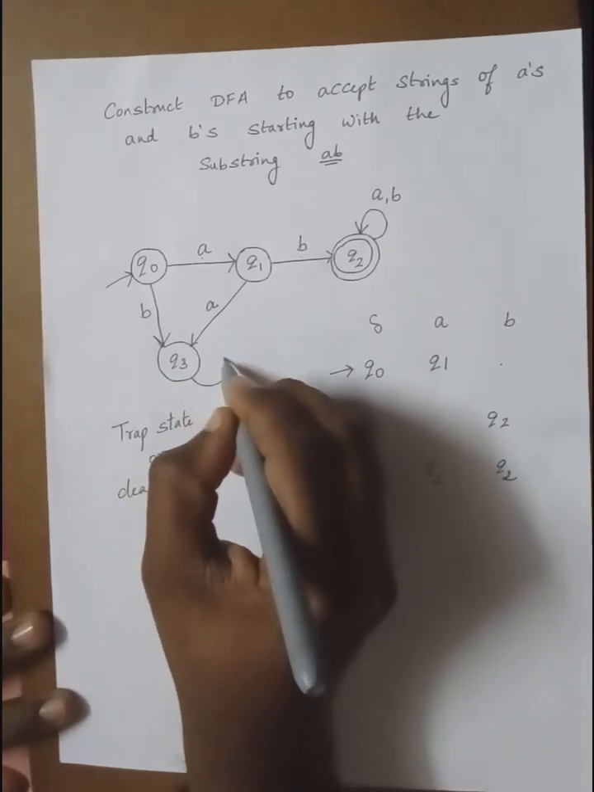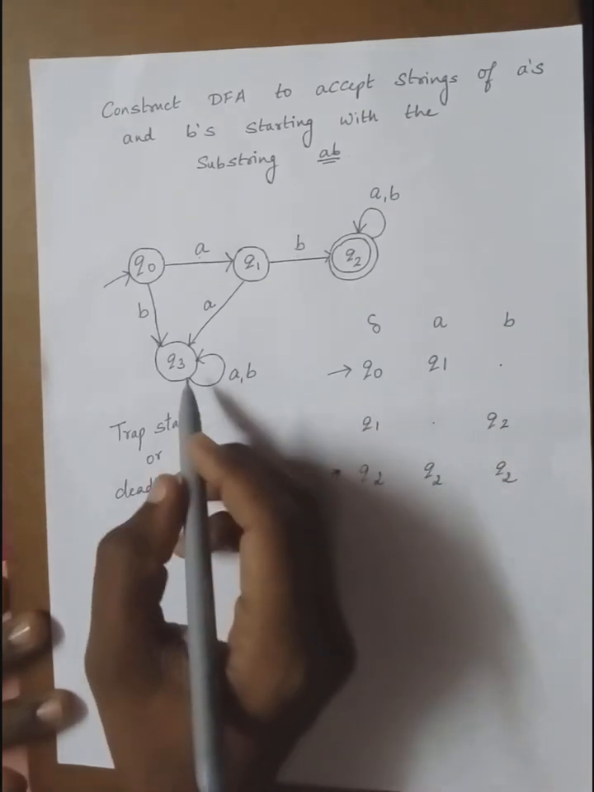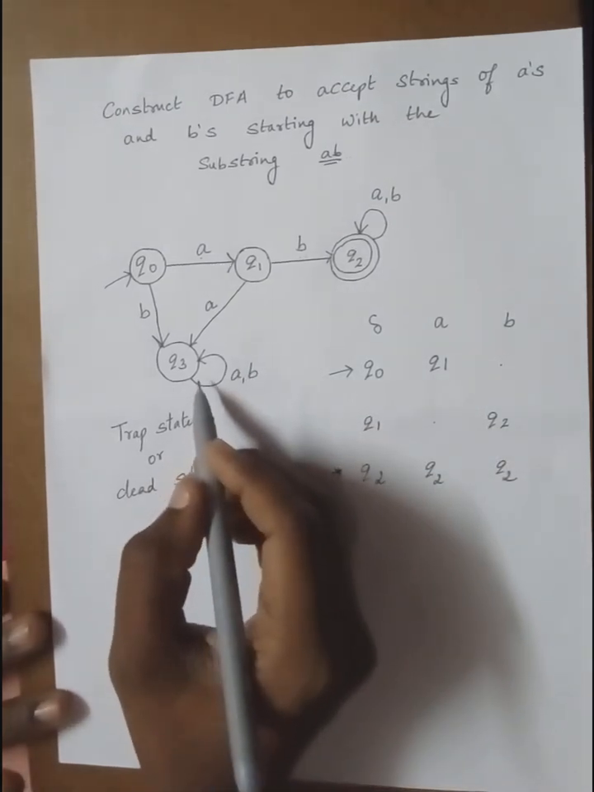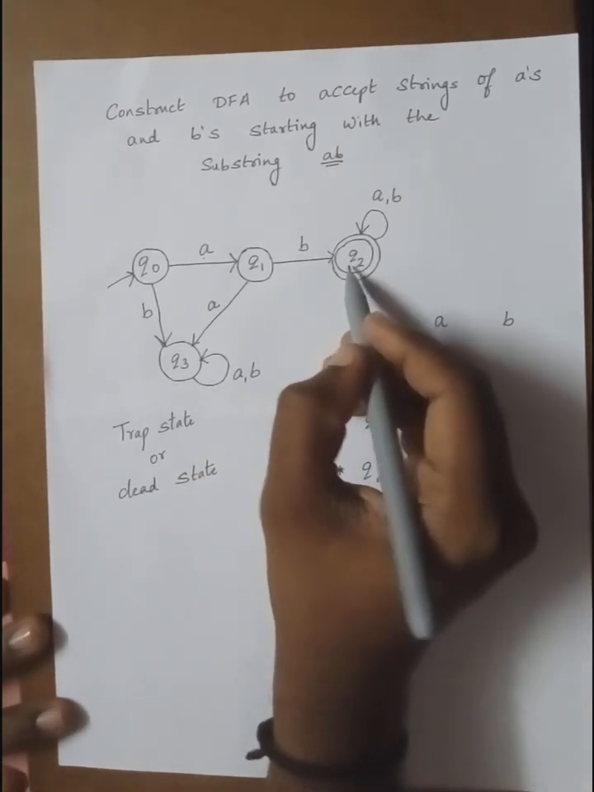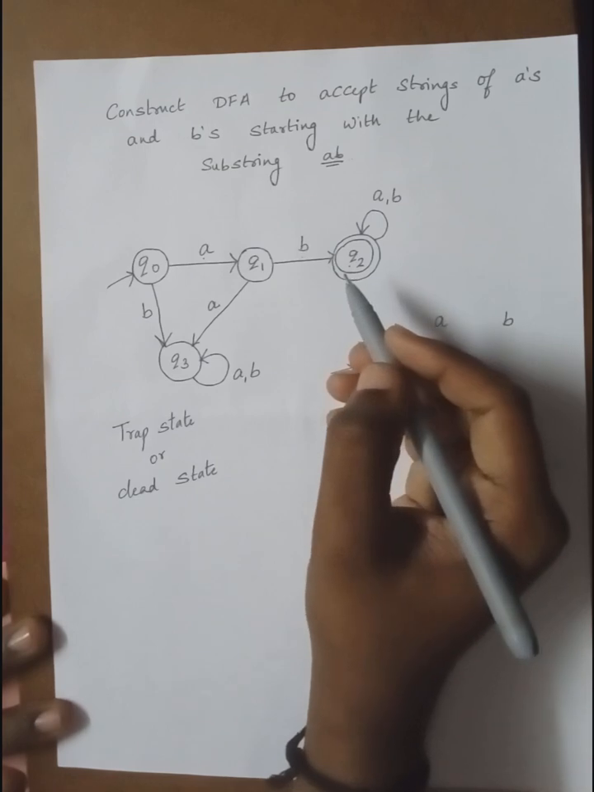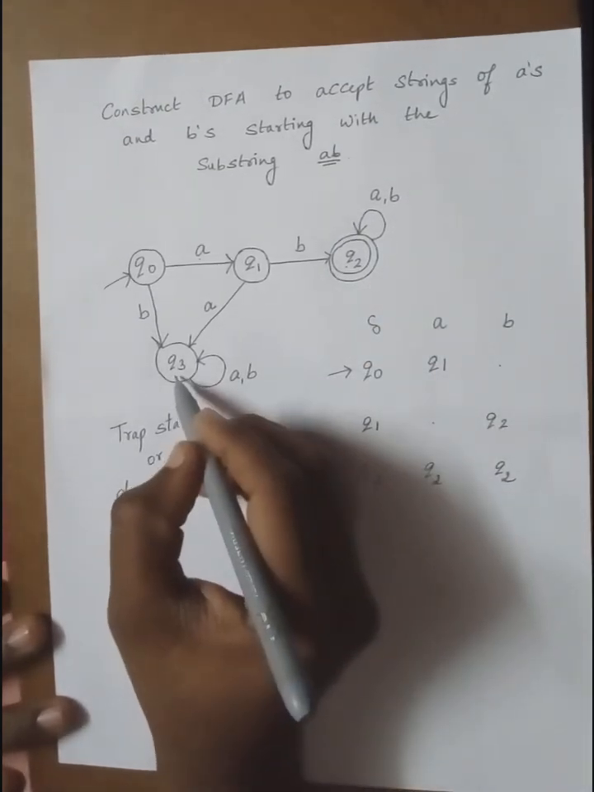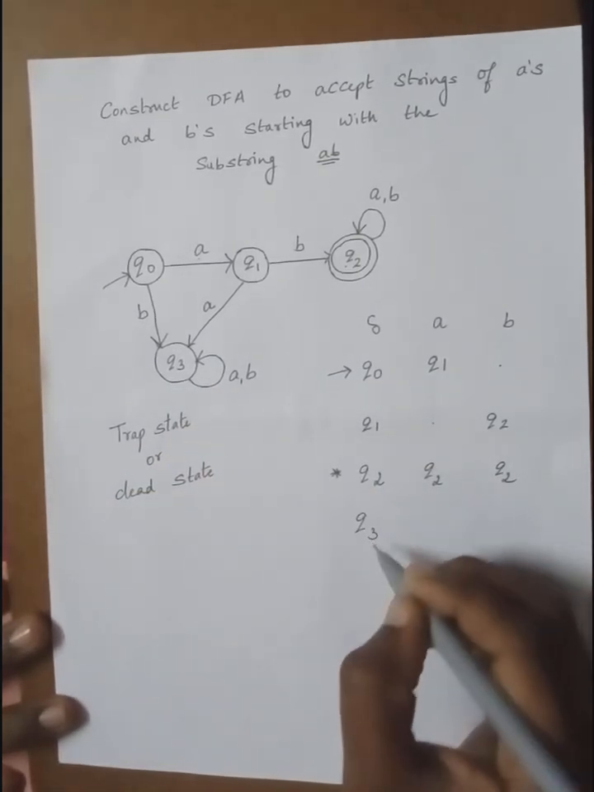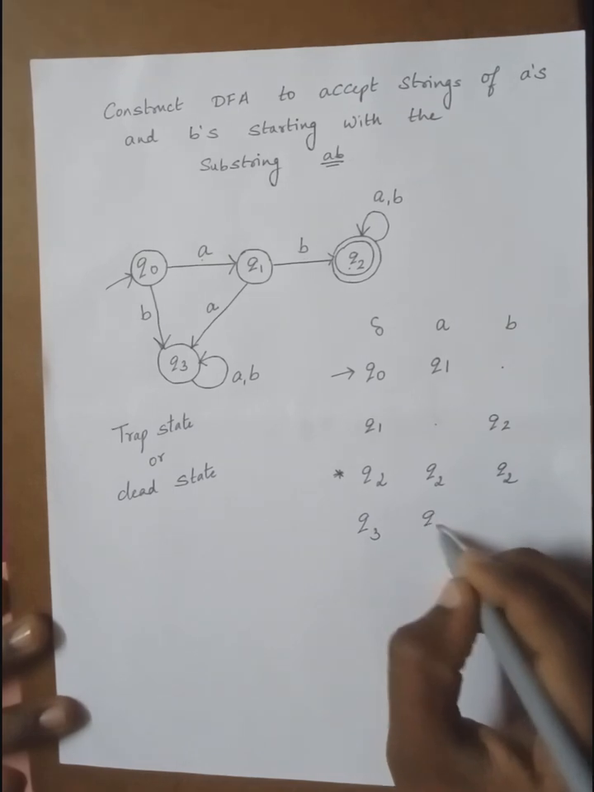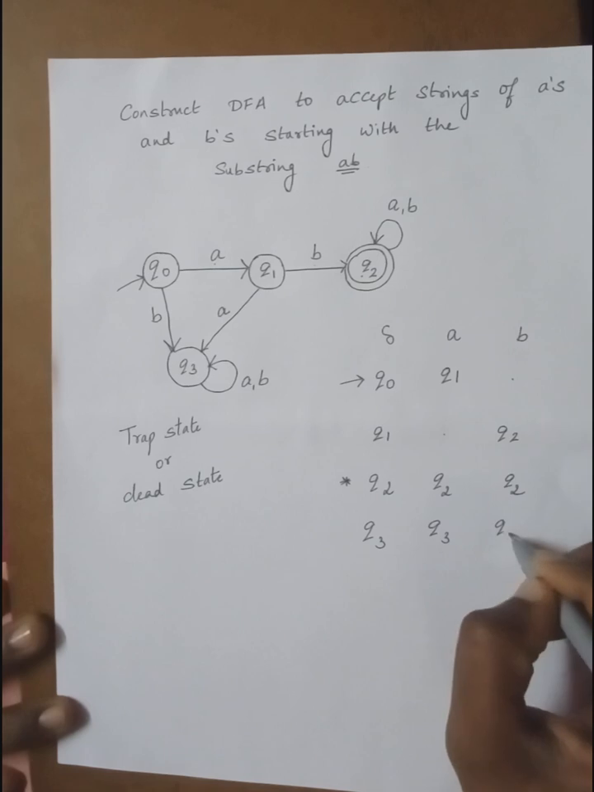For that one, again you should put a self loop on A, B so that it continuously loops there whatever the input is, and the machine won't stop. Unless the machine goes to the Q2 state and stops, the string is not accepted by the machine. So this Q3 is called a trap state. Now we introduce Q3 into our transition table. So Q3 on A goes to Q3 itself. Again Q3 on B input goes to Q3 itself.